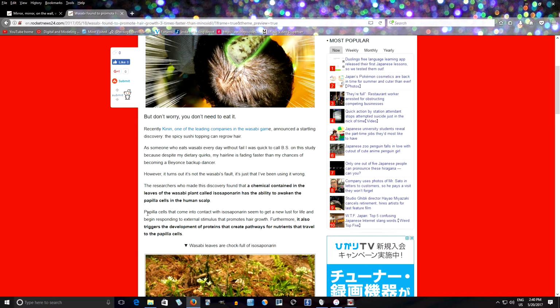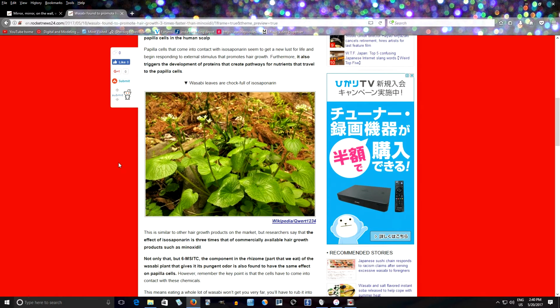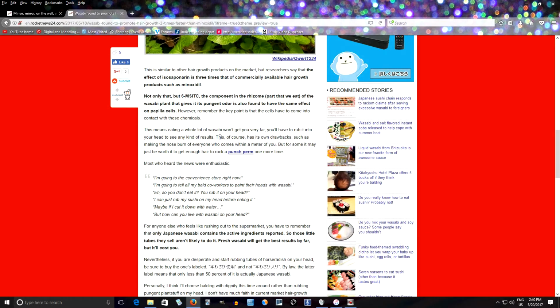I'm not sure. But anyways, it says when the human cells come in contact with this chemical, they decide to start growing again. It also triggers the development of proteins that create pathways for nutrients that travel to the papilla cells. Papilla, I don't know. So it says it's similar to other products like minoxidil, etc. And apparently, I guess this will help people. Some people were saying, I'm going to the convenience store right now. I'm going to tell all my bald coworkers to paint their heads with wasabi.